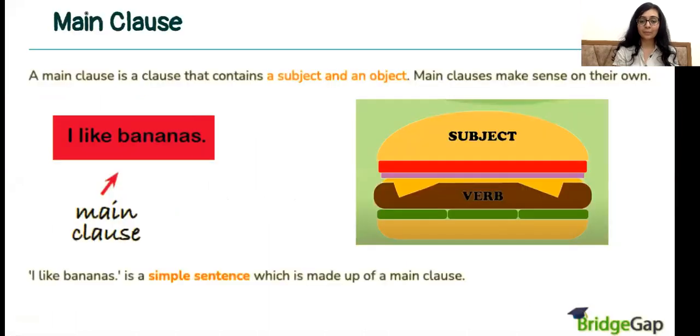So moving ahead, as you can see, first is a main clause. Now, what is a main clause? It's just like a simple sentence, as I mentioned. It has a subject and a verb, and that's it. A very basic sentence like I like bananas, right? What is the subject here? I. What is the verb? Like. Liking is also a verb. So it has a subject, it has a verb, and it's a main clause. Simple, that contains a subject and an object and makes sense on its own. Not necessarily every time it has an object, but yes, it has a subject and a verb.